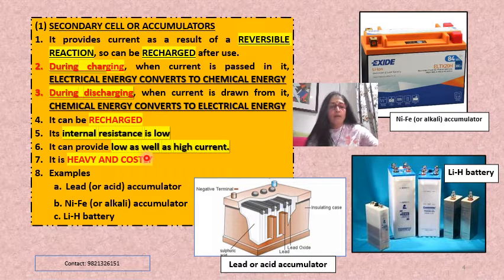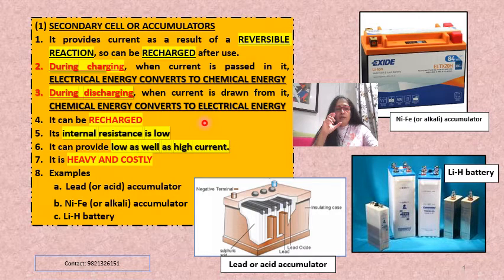The examples are the lead acid accumulator, here it is, the NiFe or alkali accumulator, which is here, nickel iron, and the lithium-ion battery, which is here. So this is an easy one. A secondary cell can be recharged.